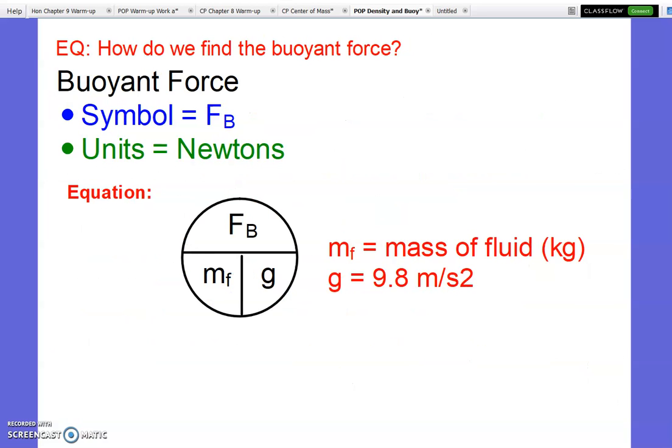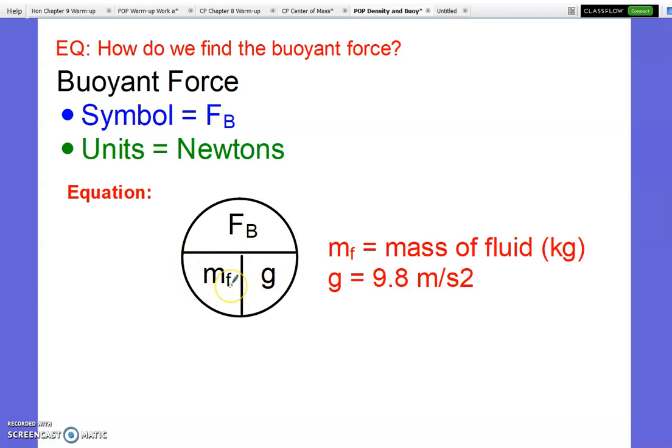Now, the symbol for the buoyant force is the letter F. All forces are F. We've never deviated from that. We simply give a subscript. If it was gravitational force, it was a subscript of G. If it was a normal force, we gave a subscript of N. If it was a tension force, we gave a subscript of T. This time with the buoyant force, we simply give a subscript of B for buoyant. The unit of all forces is newtons. This is no different. Buoyant force is in newtons. And our formula is right here.